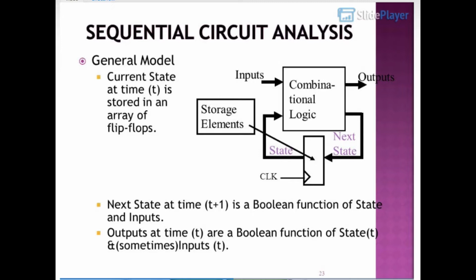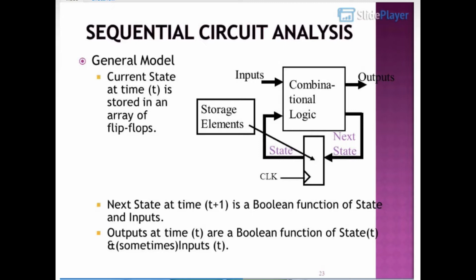General model. Current state at time t is stored in an array of flip-flops. Next state at time t plus 1 is a Boolean function of state and inputs. Outputs at time t are a Boolean function of state at time t and sometimes inputs at time t. Inputs, combinational logic, outputs, storage elements.